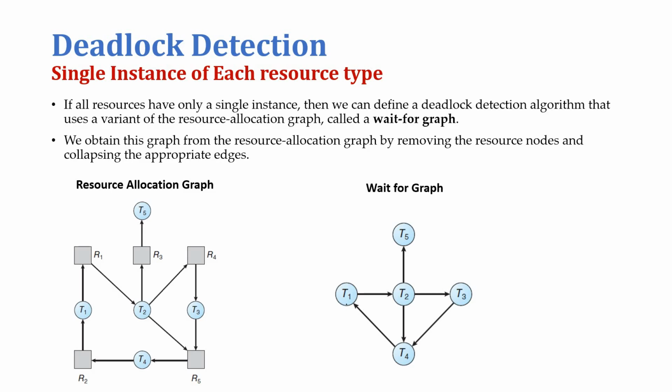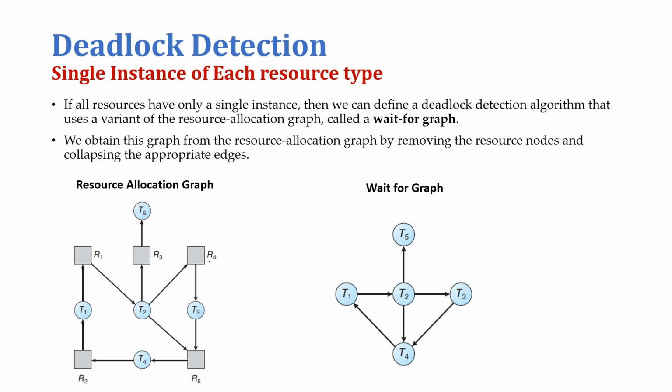We already know that if the resource allocation graph contains a cycle, there is a chance of deadlock. Here it is the same: in the wait-for graph, if we have a cycle, it may lead to deadlock. Here T1 to T2, T2 to T3, T3 to T4, and T4 again to T1. So the cycle is there, so there is a possibility of deadlock. This is applicable if the resource types have only a single instance.